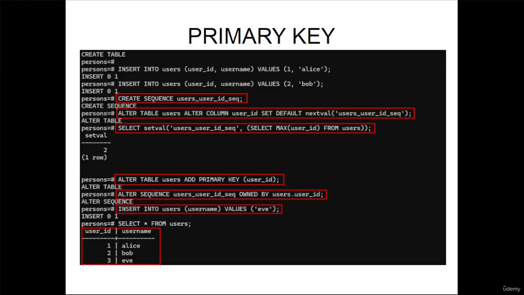ALTER TABLE users ADD PRIMARY KEY (user_ID). We add the primary key. ALTER SEQUENCE users_user_ID_seq OWNED BY users.user_ID. As a last step the sequence is tied to the column. Let us insert another user, Eve. INSERT INTO users (username) VALUES ('Eve'). SELECT * FROM users. user_ID, username: 1 Alice, 2 Bob, 3 Eve.